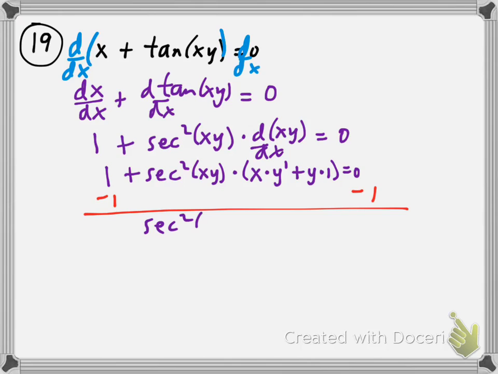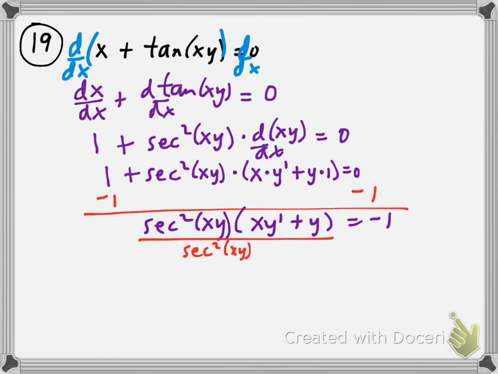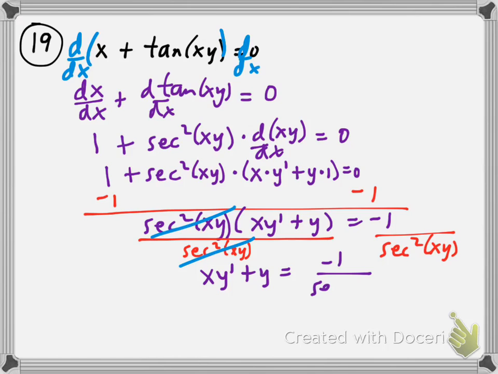And we have the secant squared of xy multiplied by the xy prime plus y equals -1. So I subtracted 1 from both sides. That allows me to divide both sides by the secant squared of xy. Okay, and then we're going to free up that xy prime. So here we have our secant squareds canceling out, and I get xy prime plus y equaling -1 over secant squared of xy.